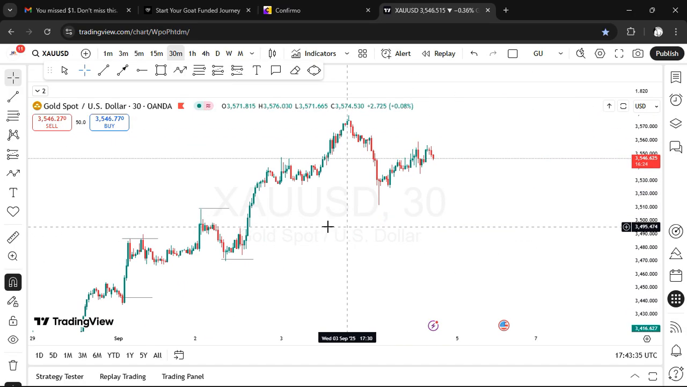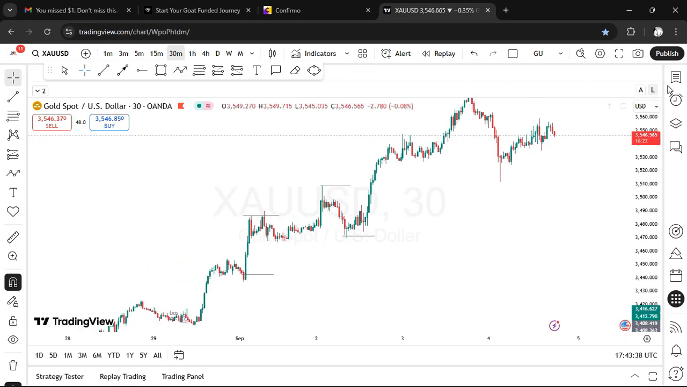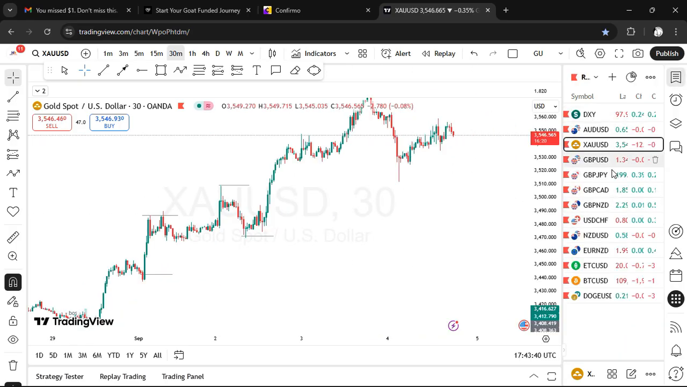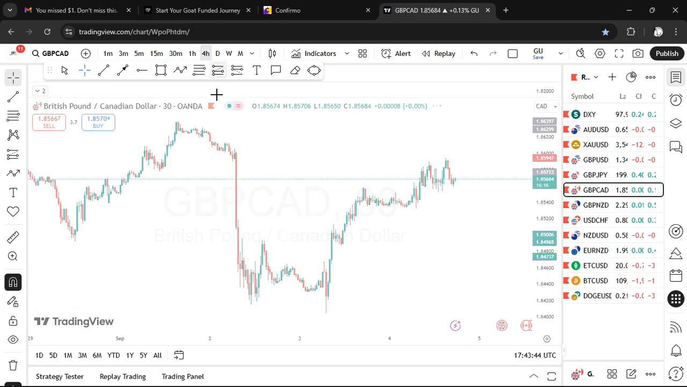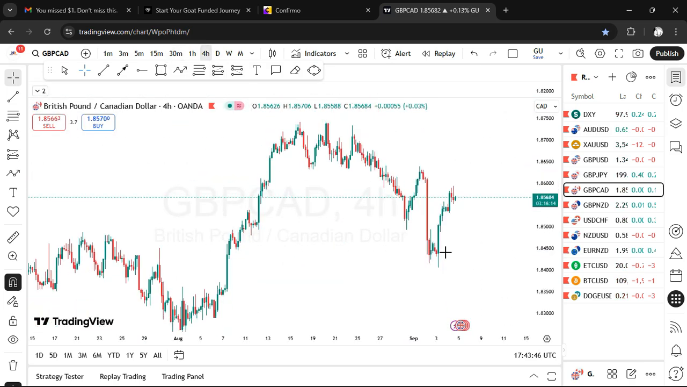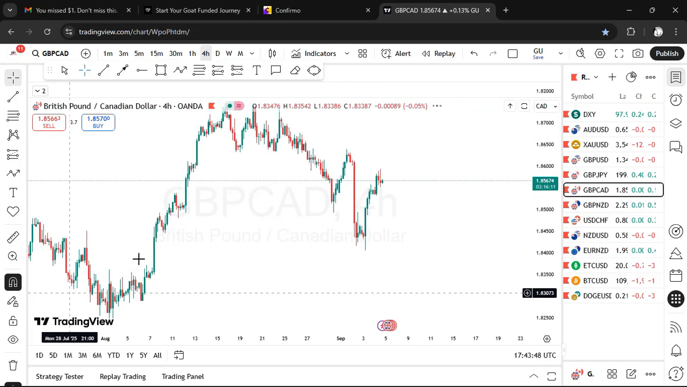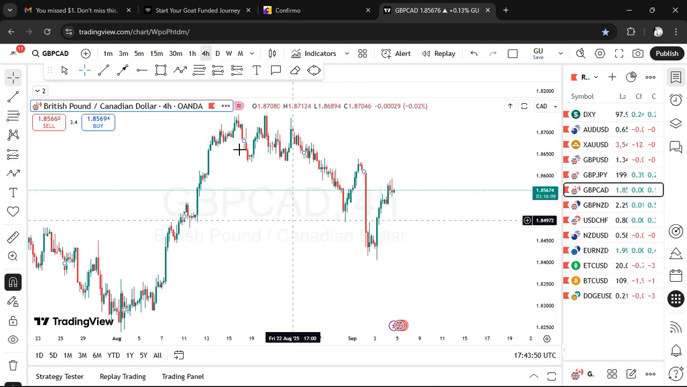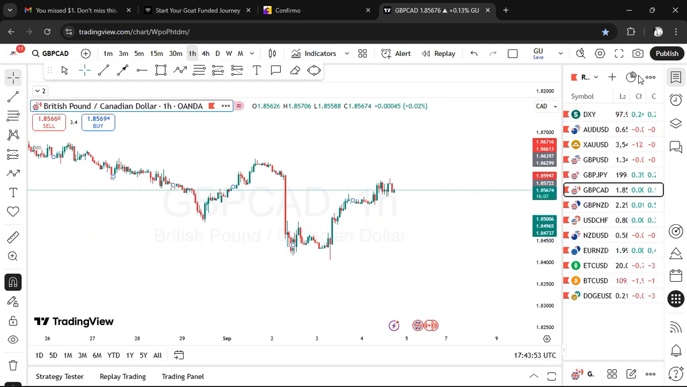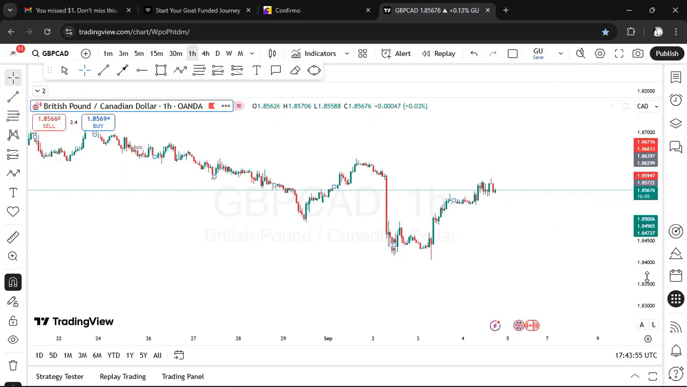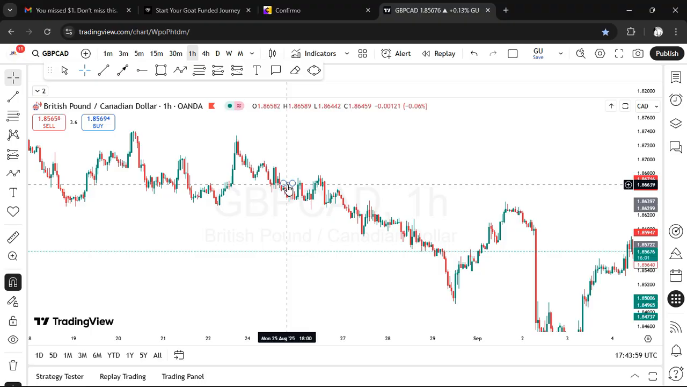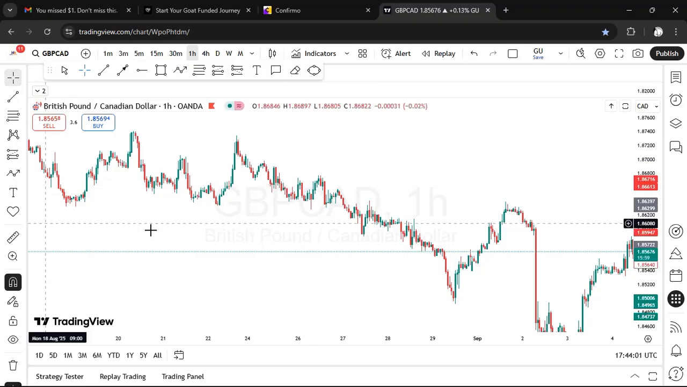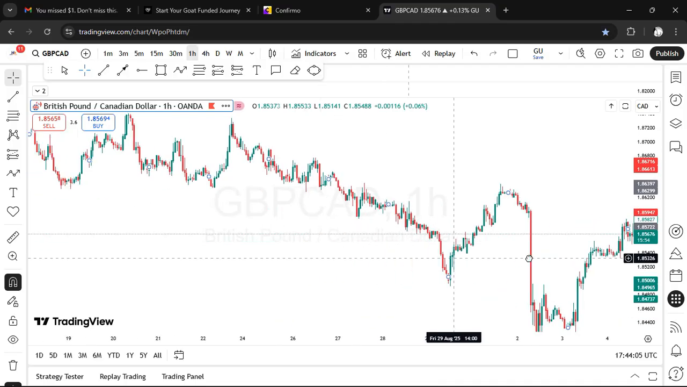Let's look out for another pair to see what it may be doing at the moment. Let's check out GBP CAD. Let's step up a bit. This is on the 1 hour time frame. Now, when you look at the bigger picture, you could see that GBP CAD is bearish at this moment.